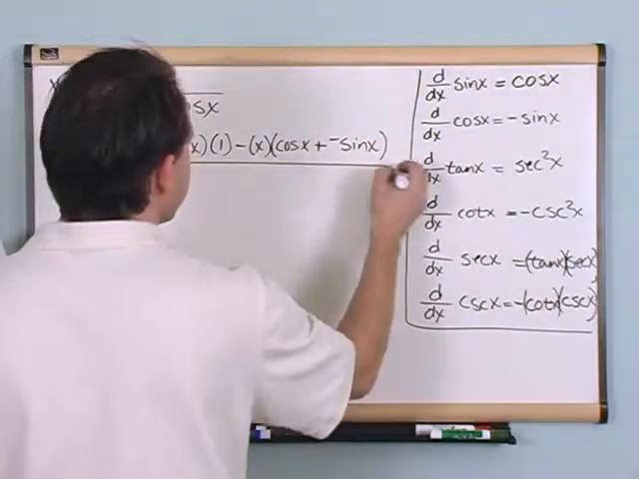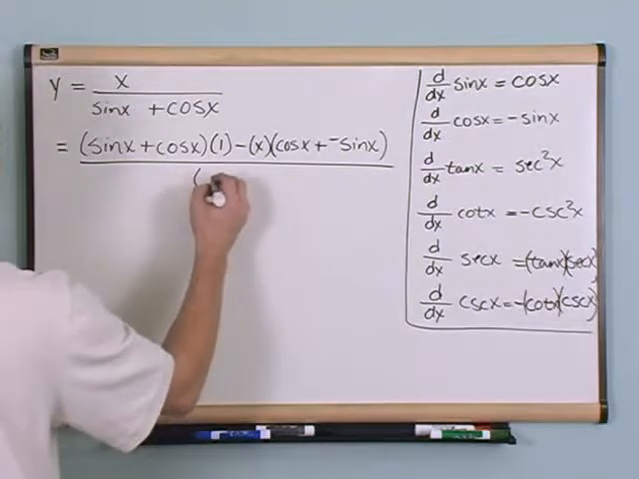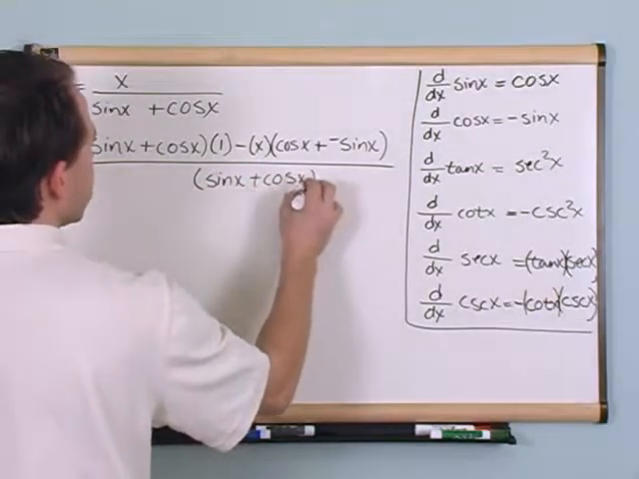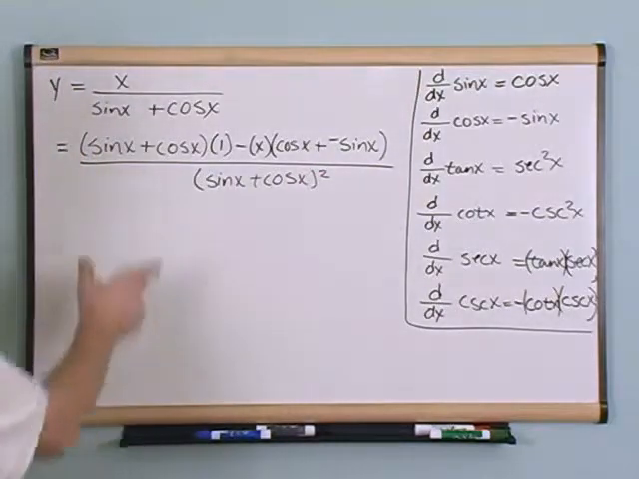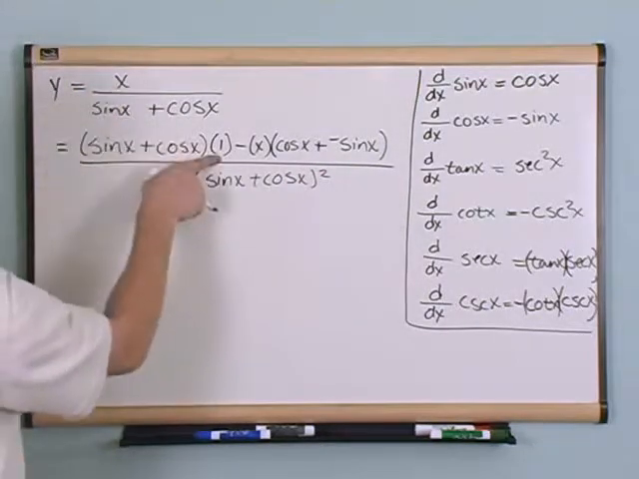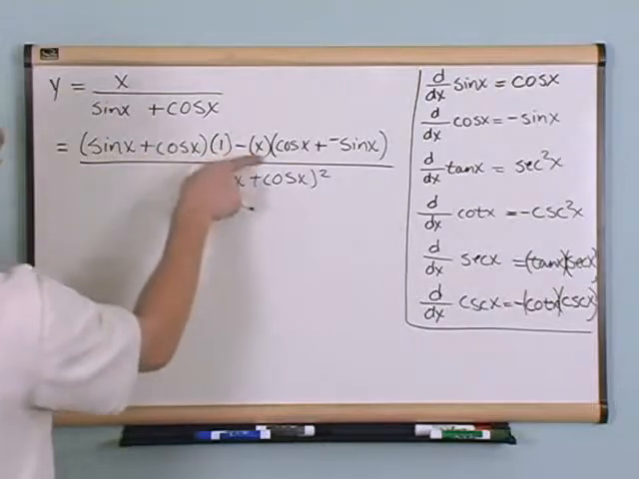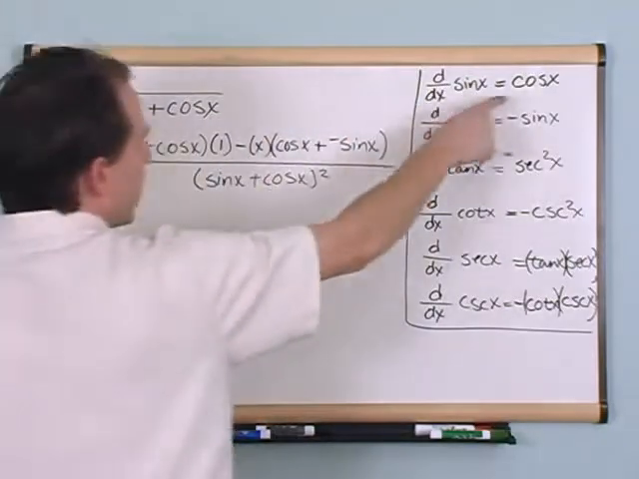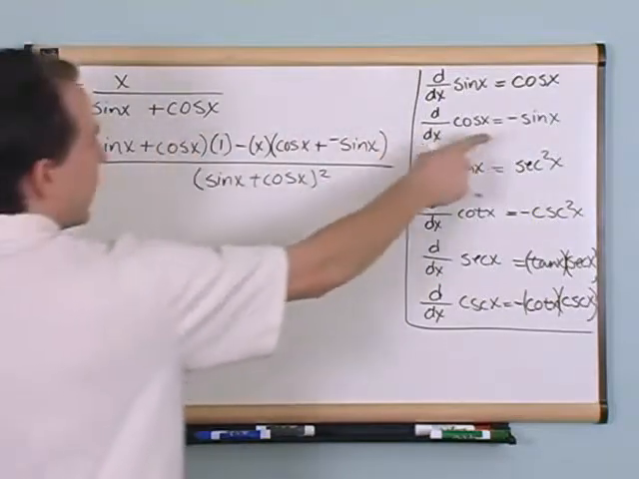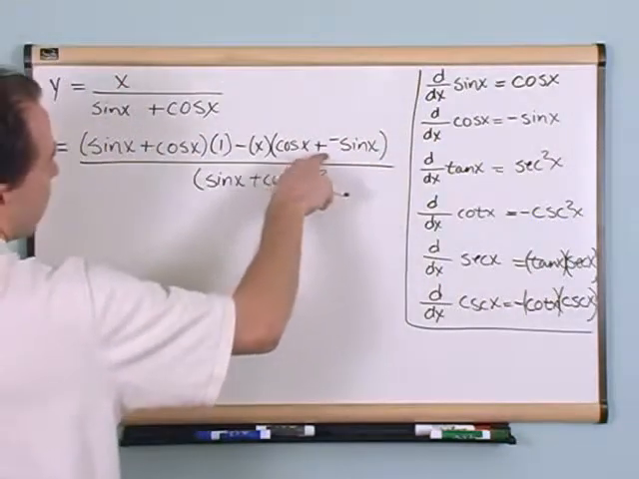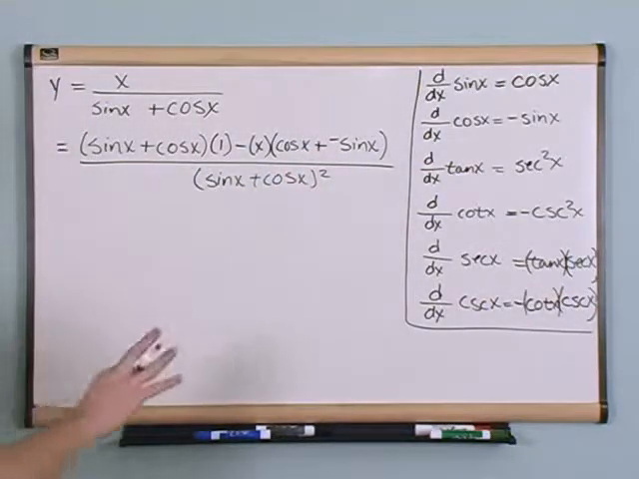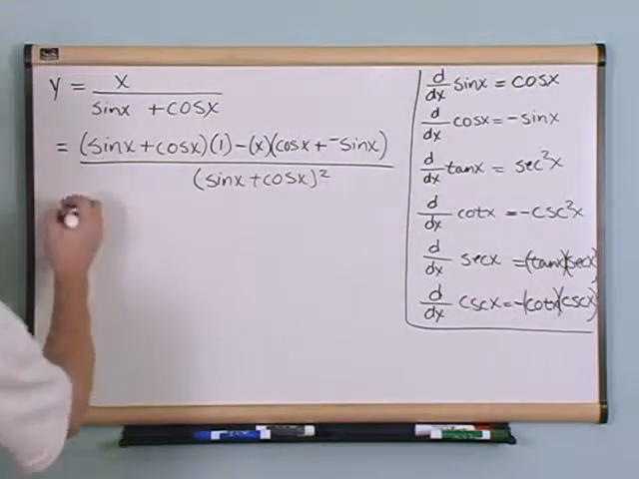and then the whole thing is going to be divided by the bottom squared, which is sine x plus cosine x squared. So you have the bottom times the derivative of the top minus the top, which is this, times the derivative of the bottom. You just take the derivative of each term. Derivative of sine is cosine. Derivative of cosine is negative sine. And here I have a plus minus, and that's going to turn into a big fat minus there in a minute, but I just want to keep everything explicit so you know where everything comes from.